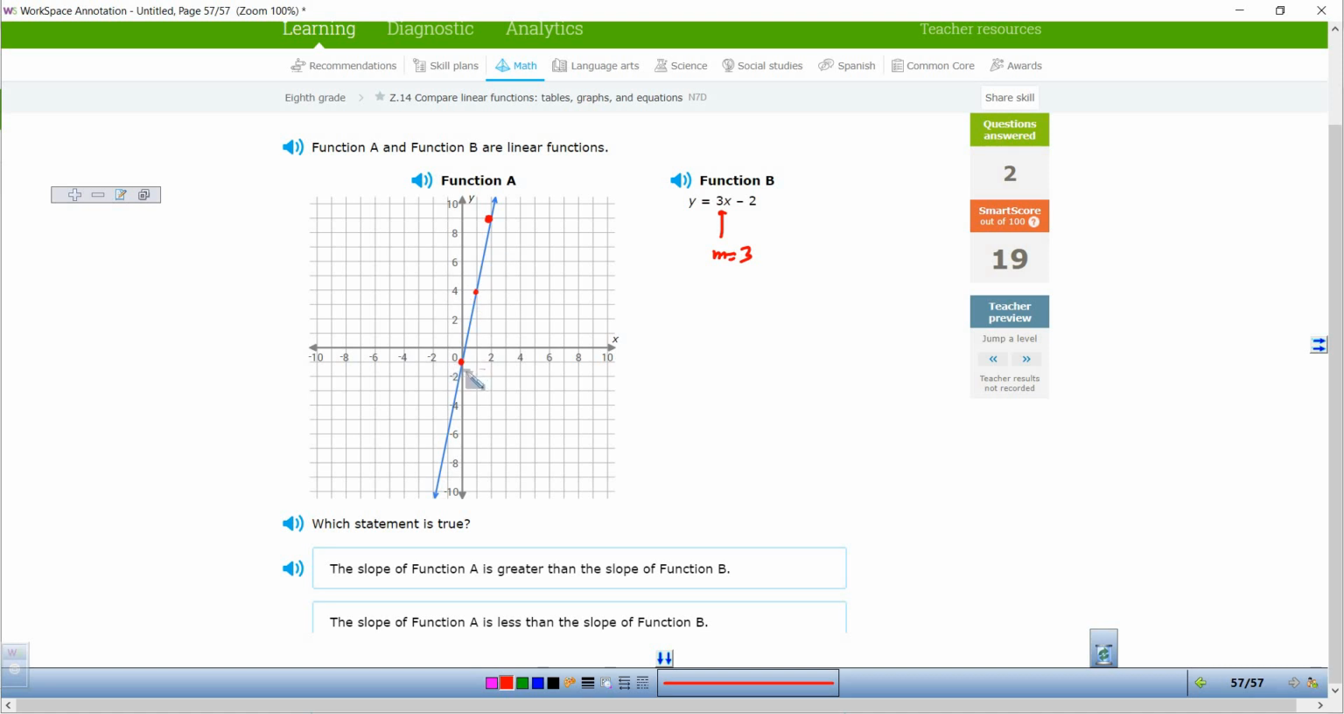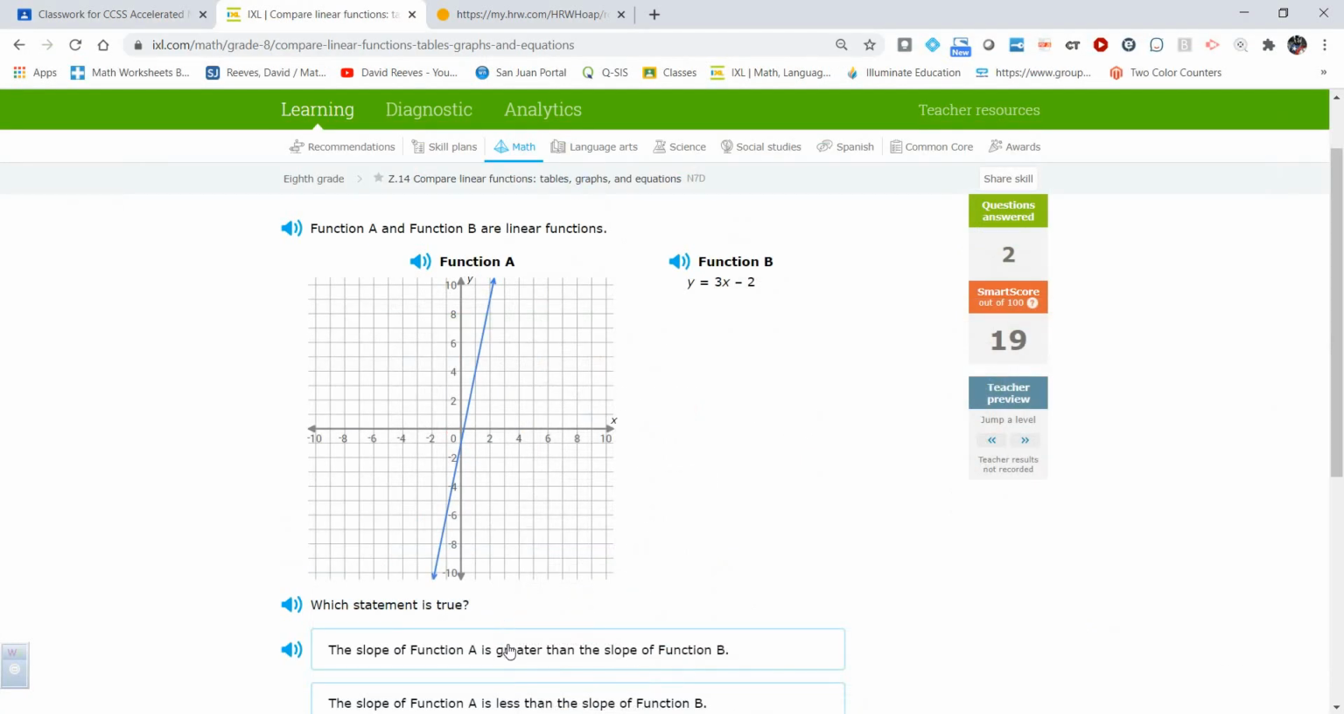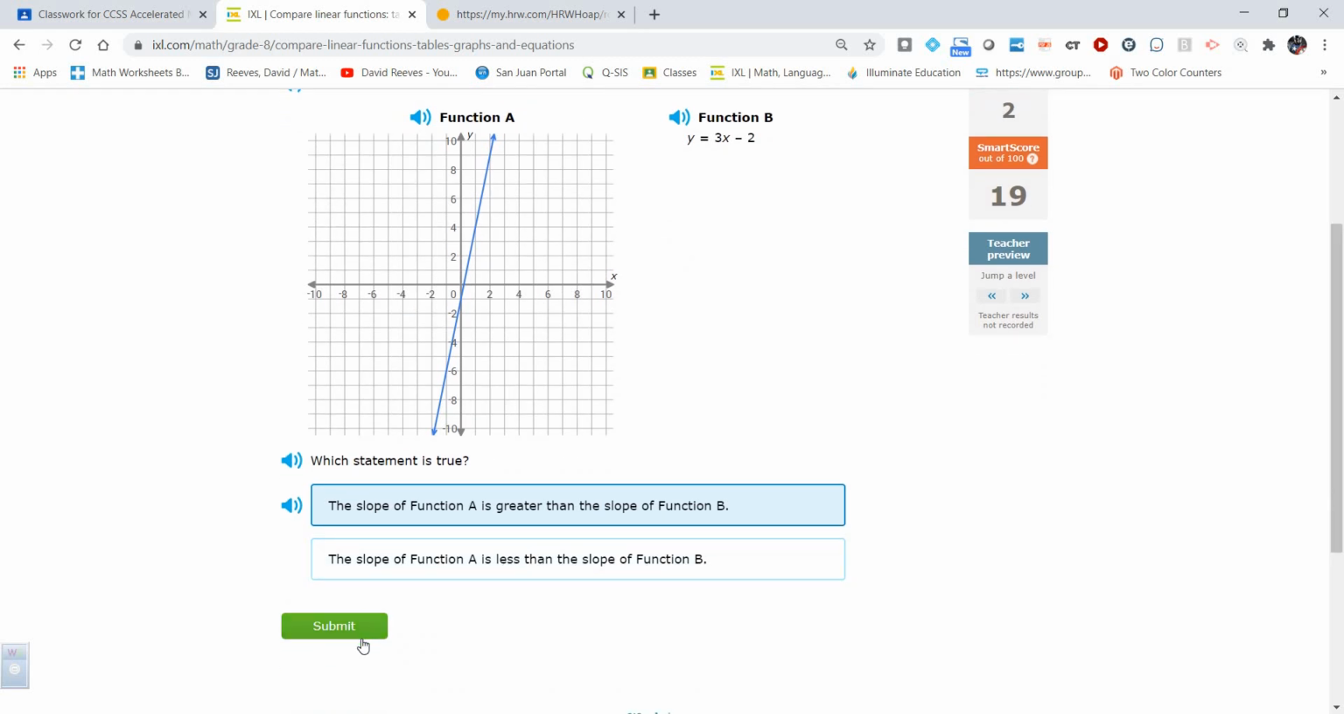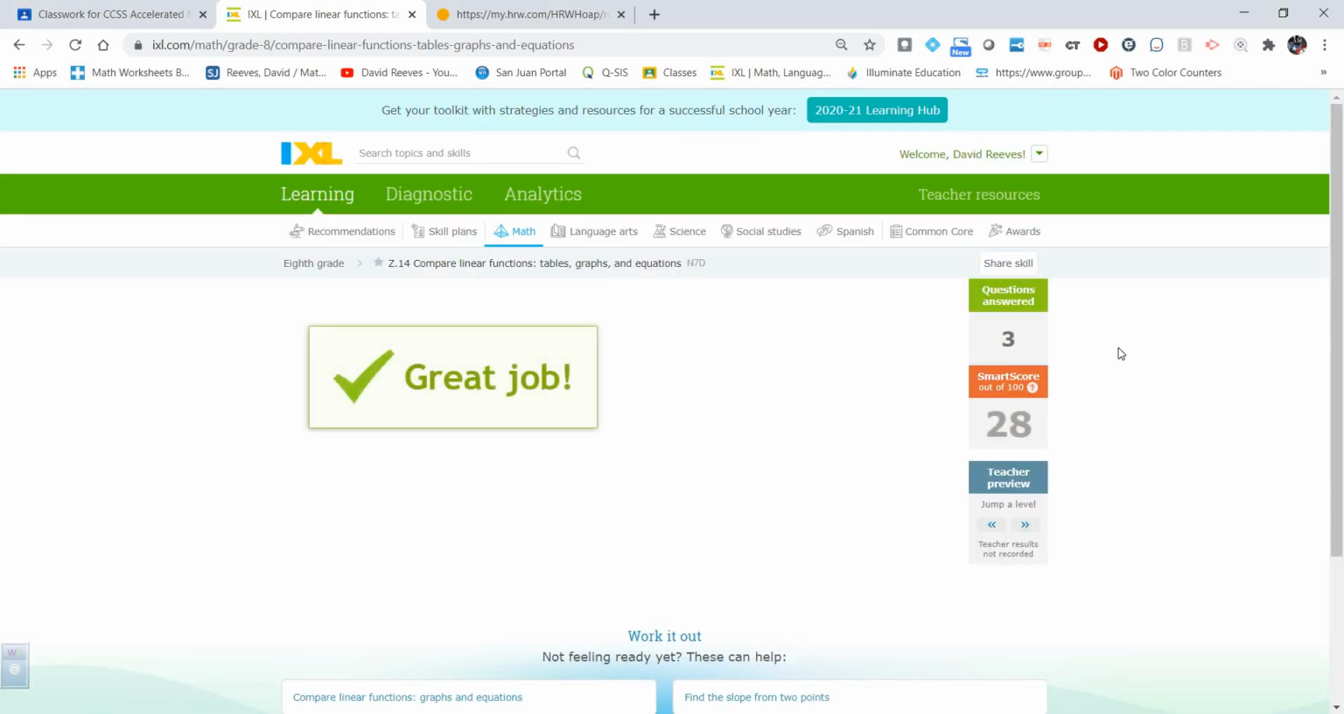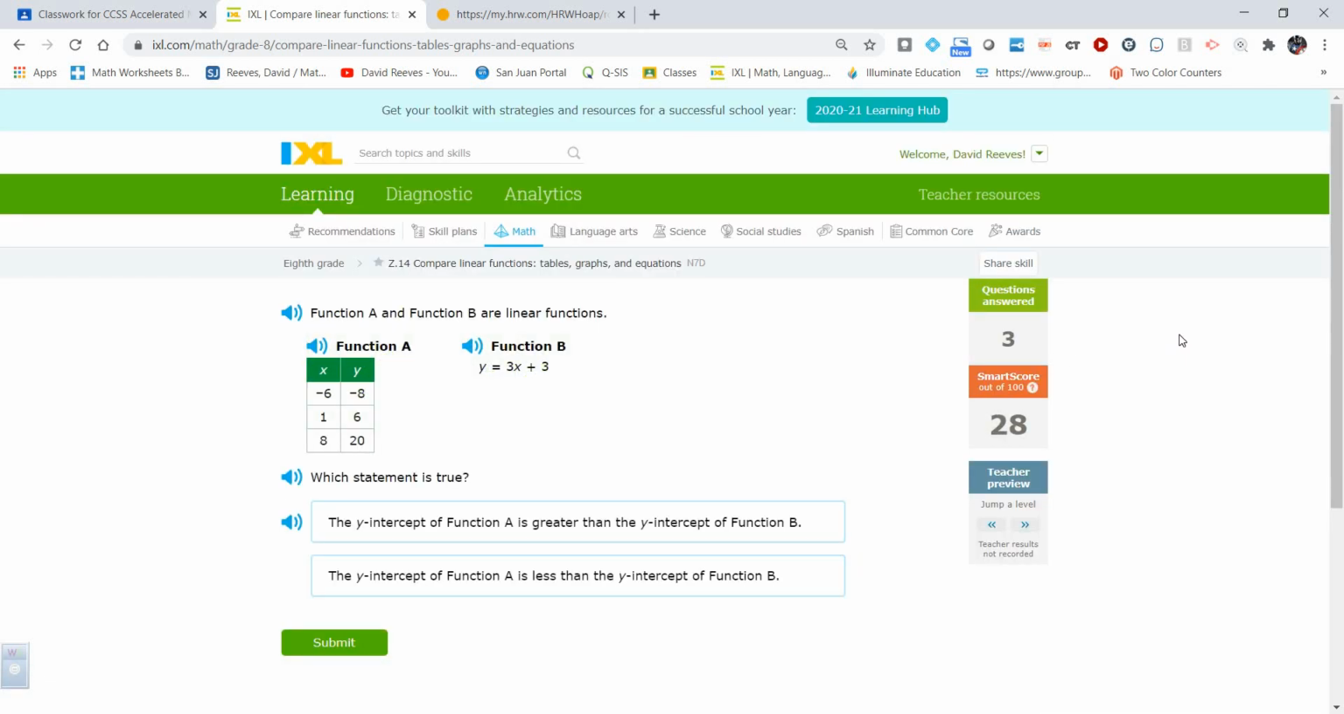All right, and if I went down 1, 2, 3, 4, 5, and back 1, I'd also be there. So again, the slope of this one is 5. The slope of this one is 3. 5 is greater than 3, so A has a greater slope than B. So we did a table and equation. We did a table and a graph, and now we've done a graph and an equation. So we did all 3 different parts with slope.